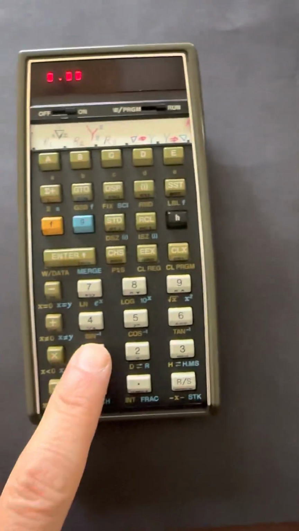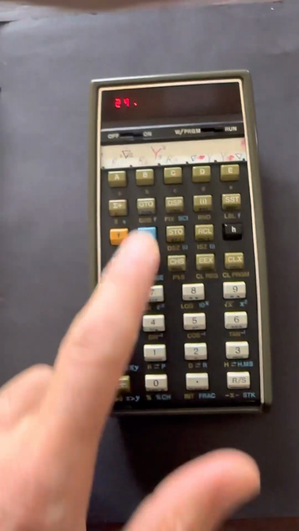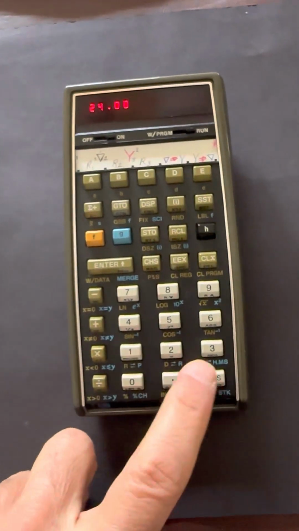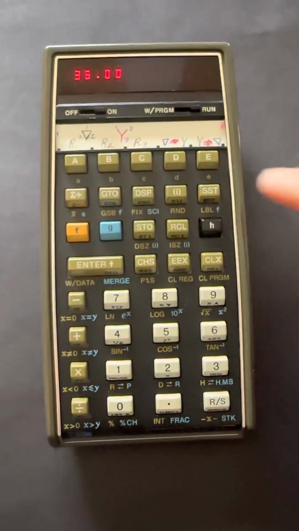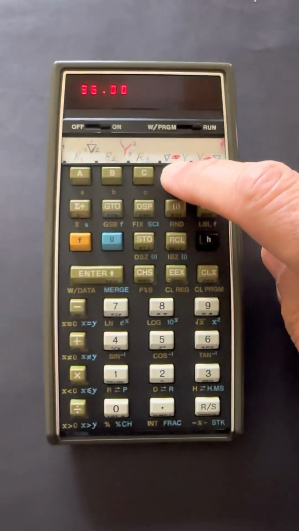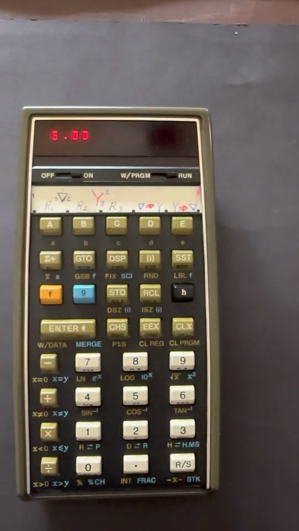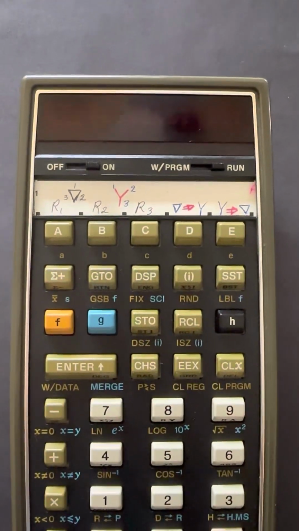So we'll put 12 A, 24 B, and 36 C, and now I just push the delta to Y, and it should give me basically the 6, 4, and 12 in some specific order. There's the 6, the 4, and the 12.